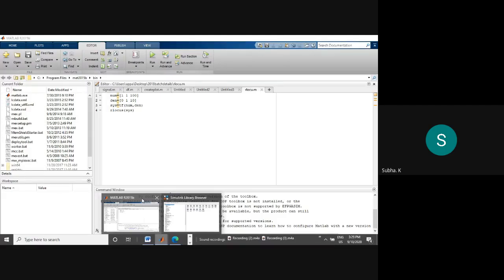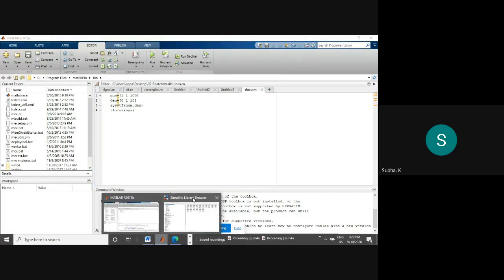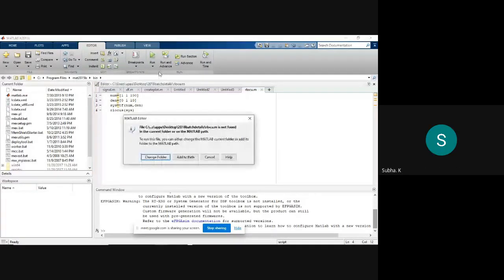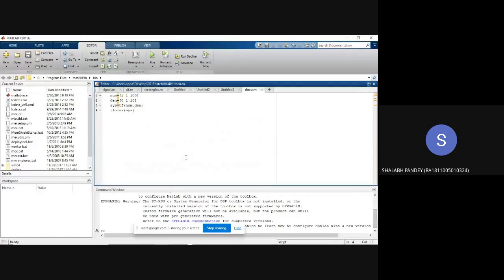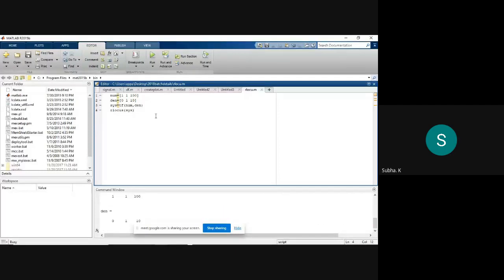So I think again one figure will open. Let us see what figure is open. But you understood how I have given numerator and denominator? Suppose the numerator is s squared plus s plus 100, then I am just giving the coefficients of s squared, s and the constant 100. That's all. Understood?